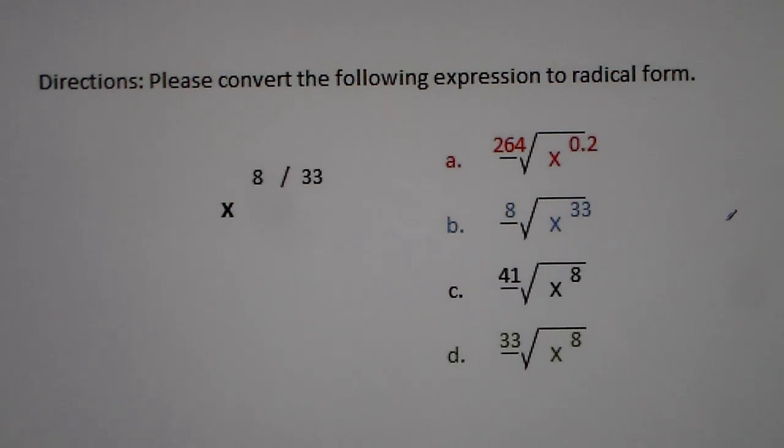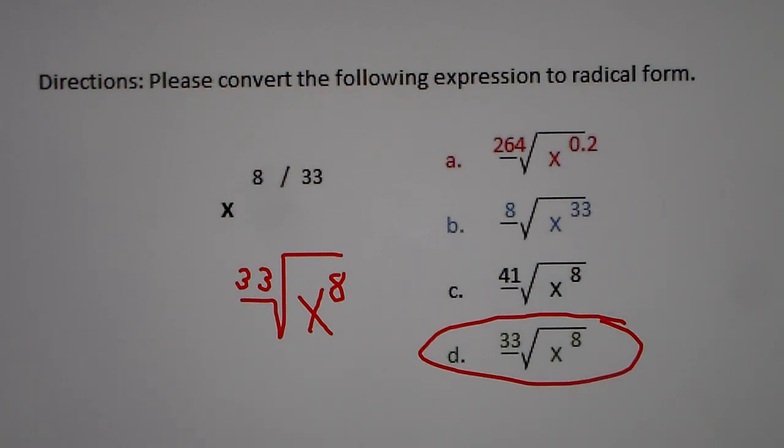Let's try another one. We have x to the power of 8 divided by 33. So when we convert it, the denominator is what goes on the little bench. And we have x to the 8th. The numerator goes on the inside. So in this case, the answer is D.